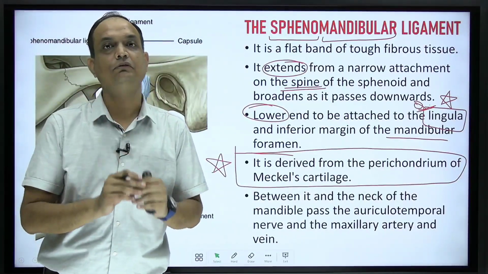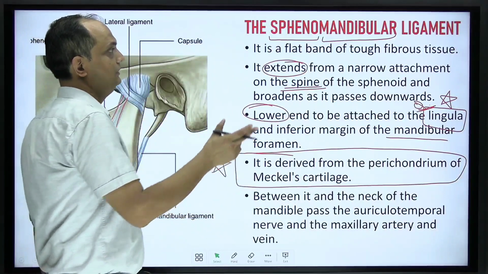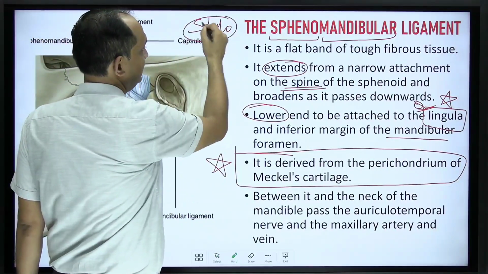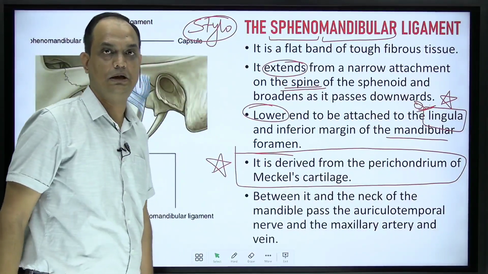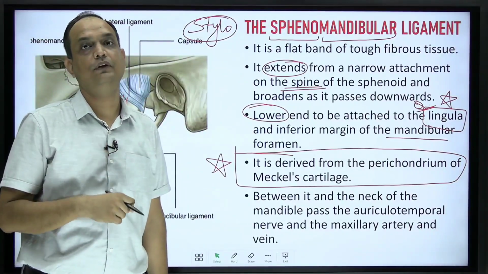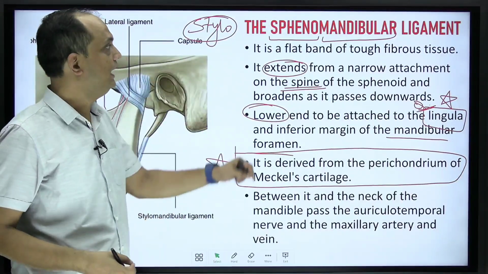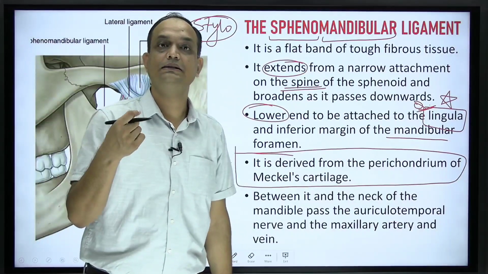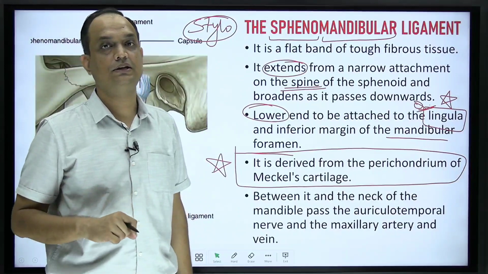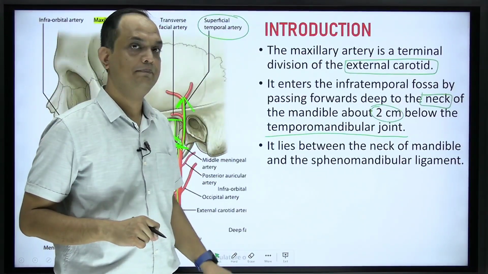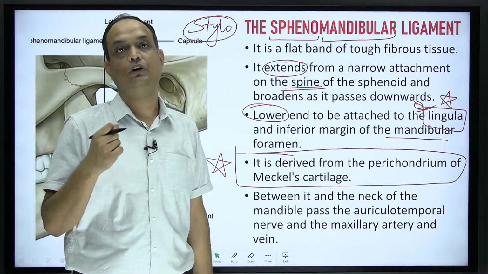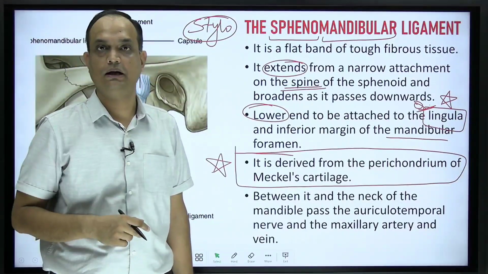Now dear students, you have to keep in mind that there are two ligaments which you will read. One is known as the stylomandibular ligament, and another we are reading here is the sphenomandibular ligament. The difference is that the stylomandibular ligament is a modification of the deep fascia of the neck, while the sphenomandibular ligament is a remnant of the perichondrium of the first pharyngeal arch cartilage, that is Meckel's cartilage. So you have to be very specific about these two things, that is, what the stylomandibular and sphenomandibular ligaments are.